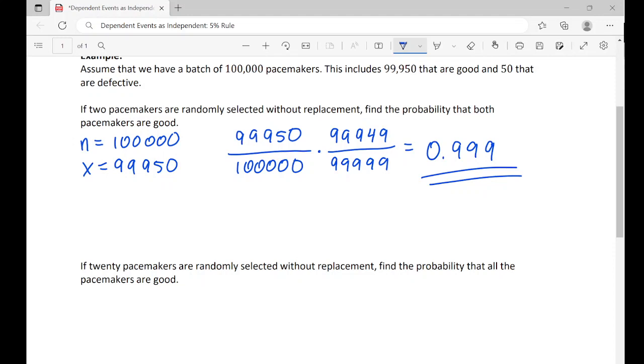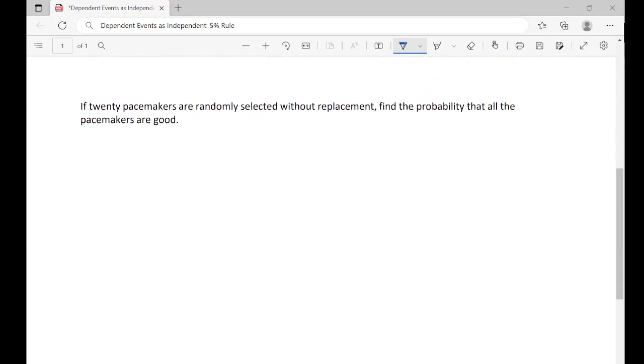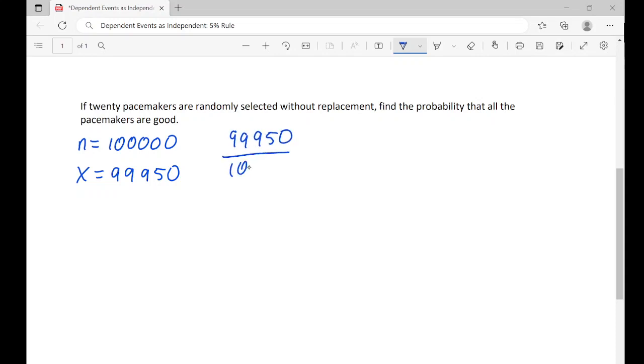When the work is going to be a little bit too cumbersome, a little bit too much to do, like on this one here, this time we're going to select 20 pacemakers, and again, they are without replacement, and we're going to find the probability that all the pacemakers are good. So again, we know we have 100,000 pacemakers to choose from, and 99,950 are good. Now, normally we would do this by starting off with 99,950 over 100,000, and then we're just going to count down from there.